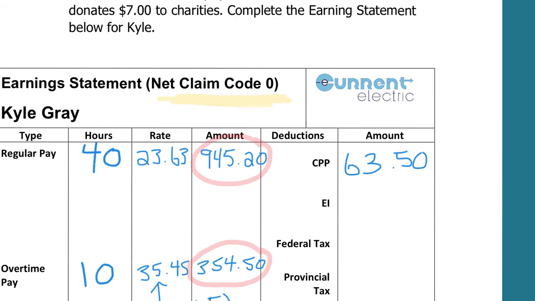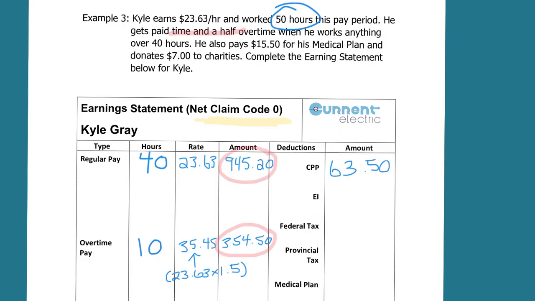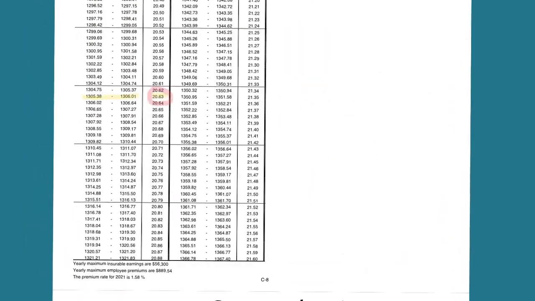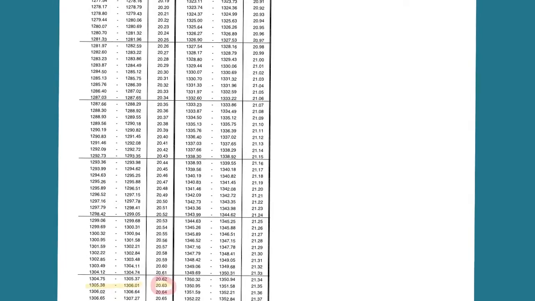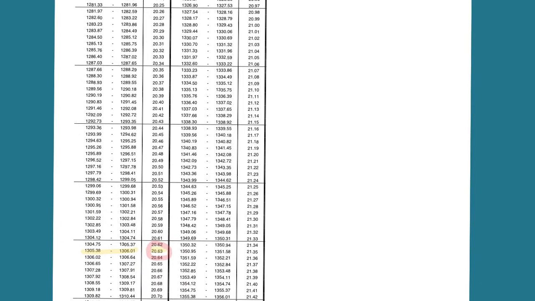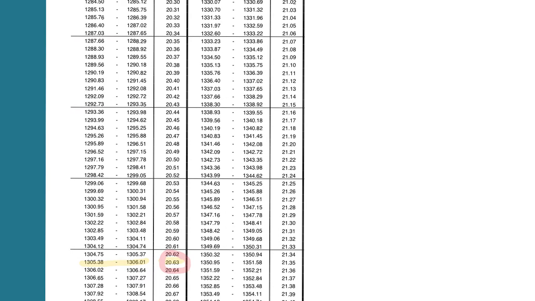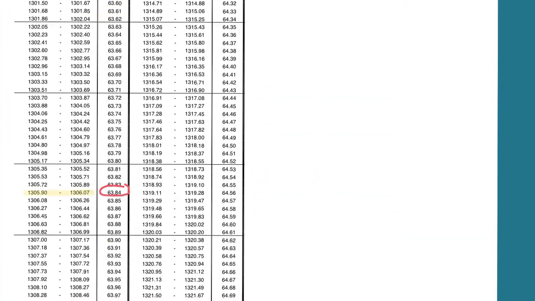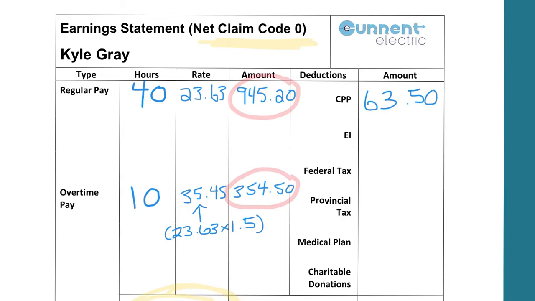Okay, next we're going to do his EI. So we'll scroll to our EI table and again find his paycheck amount in there. I'll just erase the last one we had so I don't confuse you. Okay, so we're looking for $1,299.70. It will be right in here. So we're going to use that $20.54 for his EI. So I'll go down and write 20.54.